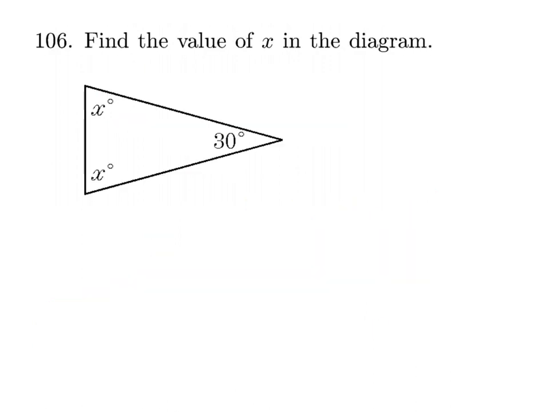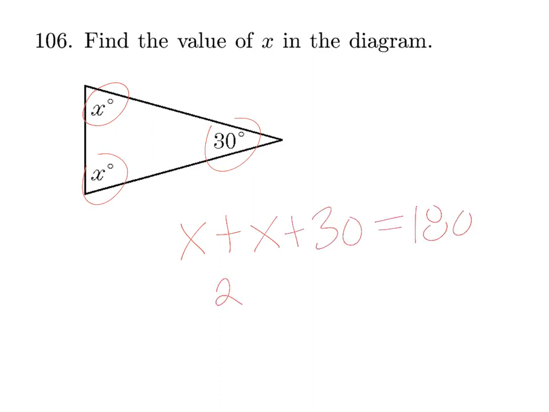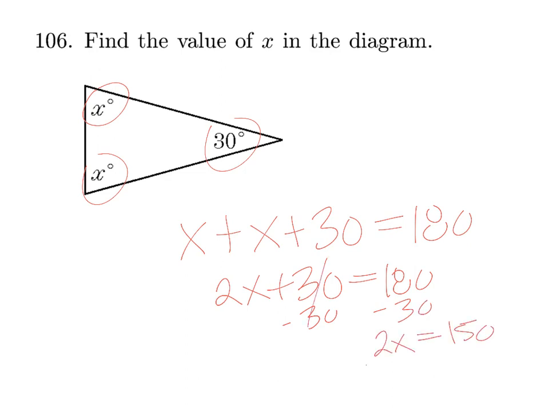Find the value of x in the diagram. Okay, the three angles of a triangle add up to 180. X is equal to 150. X is equal to 75.